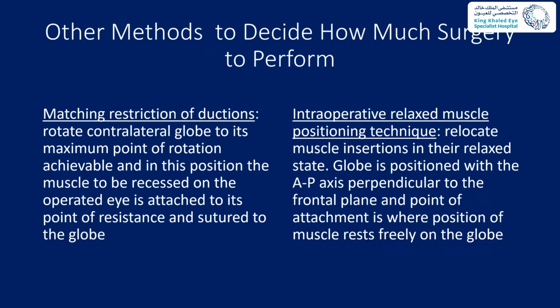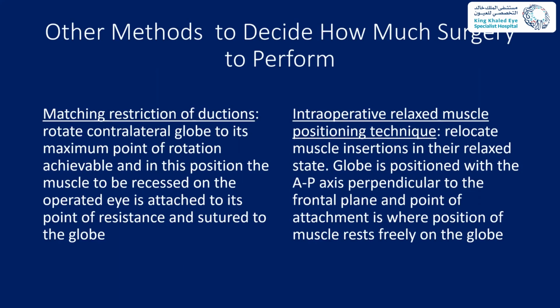So what else have people utilized to help them determine the amount of surgery to perform? Here are a couple of methods which have been suggested which do not use adjustable sutures. In the first, there's a matching of restriction of ductions between the two eyes. So in the first method, you rotate the contralateral globe to its maximum achievable point of rotation, and in this position, the muscle to be recessed on the operated eye is attached to its point of resistance and sutured to the globe, matching restriction of ductions.